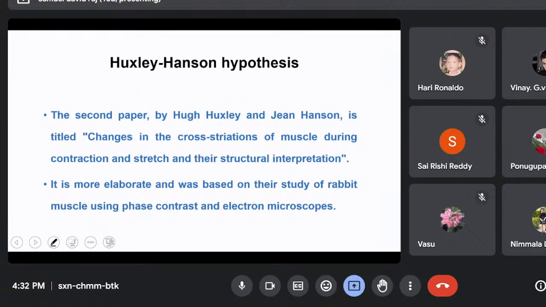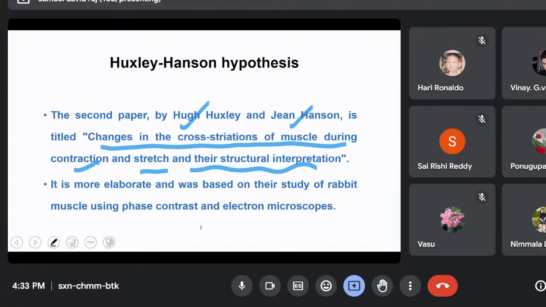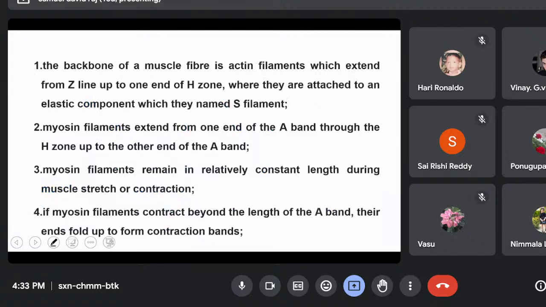Later, Huxley and Hanson proposed, and Huxley here is Hugh Huxley and Hanson is Jean Hanson, a publication named Changes in the Cross Striations of Muscle During Contraction and Stretch, that means relaxation, and their structural interpretation. Their study is based on rabbit muscle, and they used both a phase contrast microscope as well as an electron microscope.